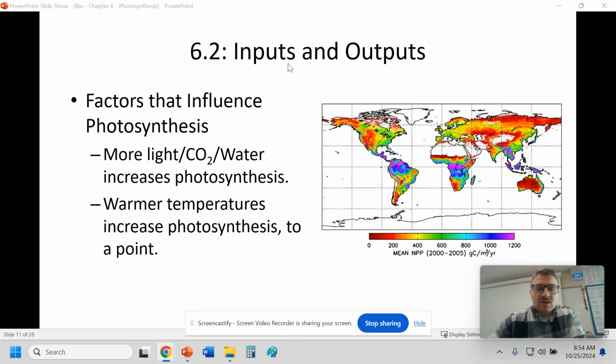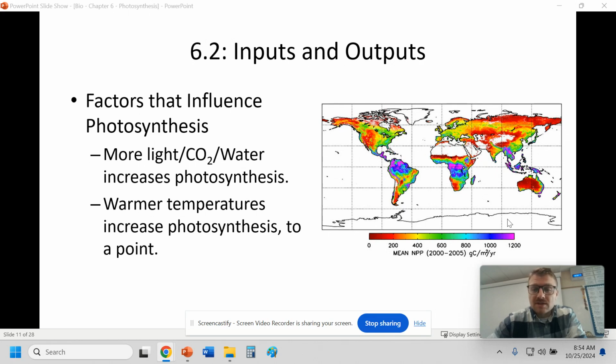Just to end this section on inputs and outputs, the more water, light, and CO2 that is around a plant, the more photosynthesis they can go through. Warmer temperatures also increase the photosynthetic rate. If you look at this map, we see large amounts of photosynthesis occurring near the equator because it's really warm, there's a lot of light, and there's a lot of water.